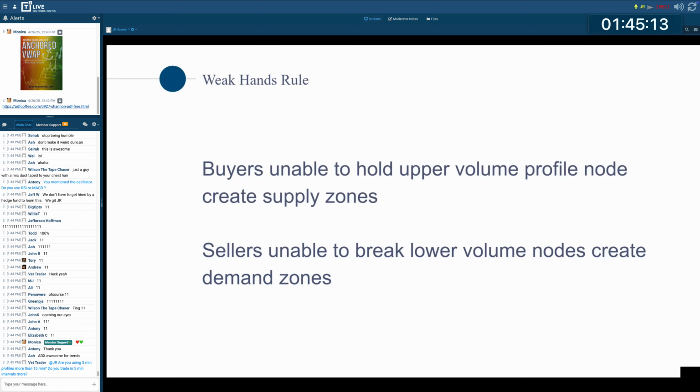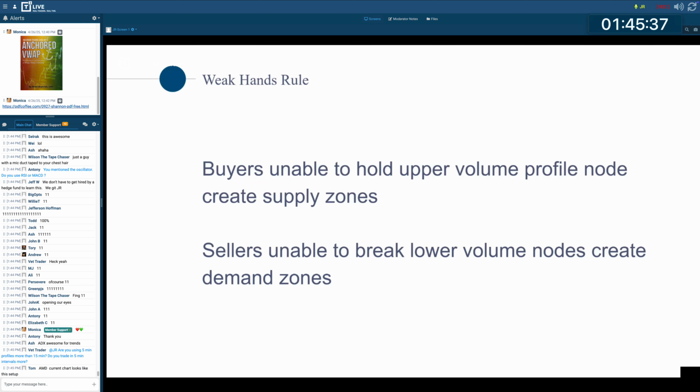Yeah, Ash, the ADX is amazing. I love it. Are you using 5-minute profiles more than 15-minute? Do you trade in 5-minute intervals more? I don't profile in the 5-minute. My main time frame for trades is usually 5 and 15 minutes, vet trader, unless I'm scalping in the morning, like at 9:32. Then I'm using the 5-minute chart and the 15-minute and the hourly.